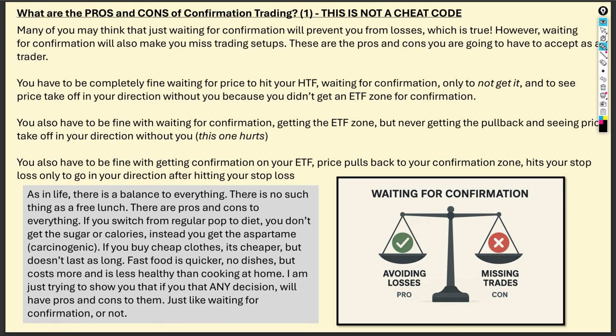So there's a balance to everything, right? The next slide, we're going to be going over pros and cons. So this actually should have been on the next slide, but it is what it is. I'm going to read this here. As in life, there's a balance to everything. There's no such thing as a free lunch. That does not exist. There are pros and cons to literally everything. Everything in life, trading, whatever.